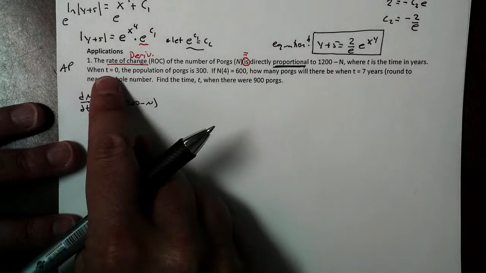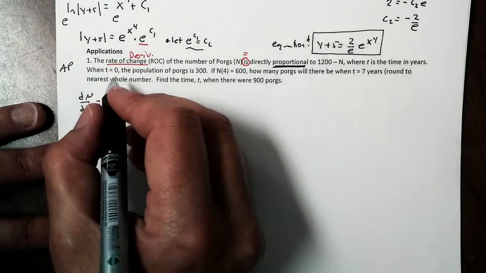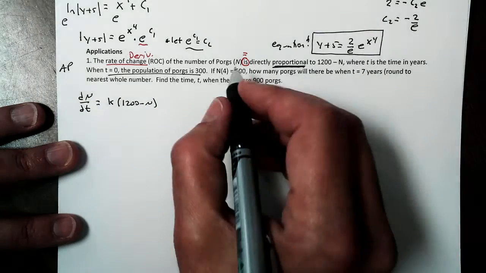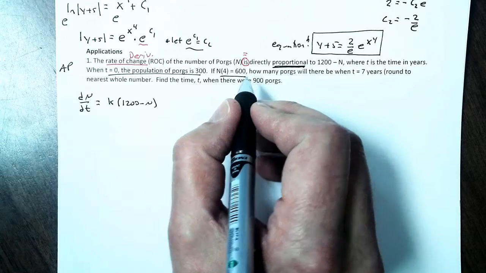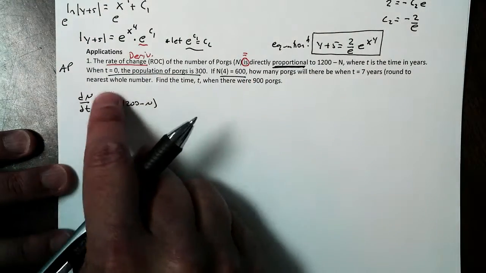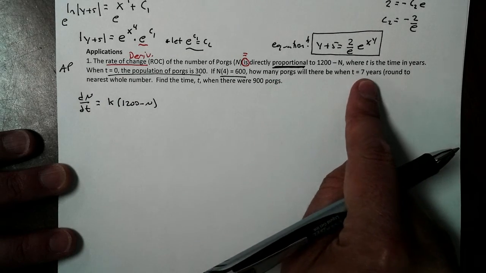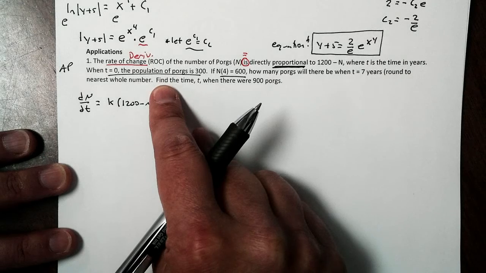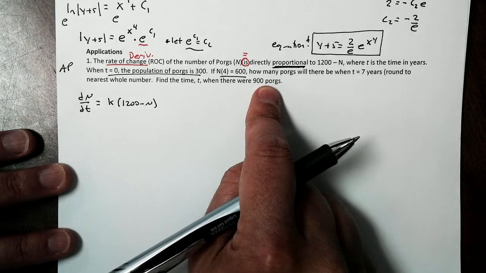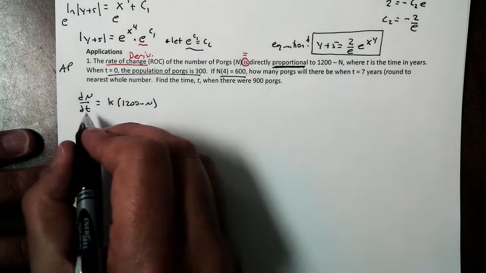Now they tell me when t is equal to 0, the population of porgs is 300. So they're giving me this condition. And then they give me another condition. When t is 4, the population is 600. So they gave me two conditions right here. We'll talk about that in a minute. Then they say, how many porgs will there be in 7 years? Round to the nearest whole number. Find the time t when there are 900 porgs. Alright, so obviously we're going to have to solve for n. And that's going to be our first step.